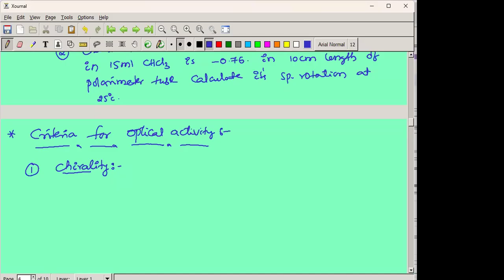So chirality means handedness. What is meant by chirality? Handedness.